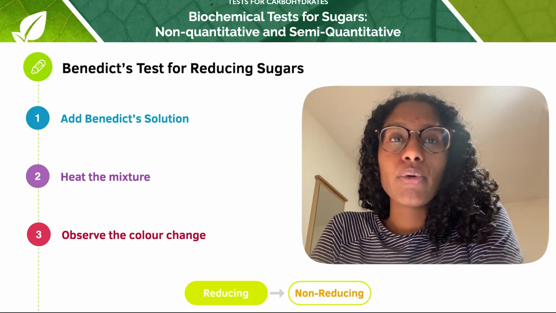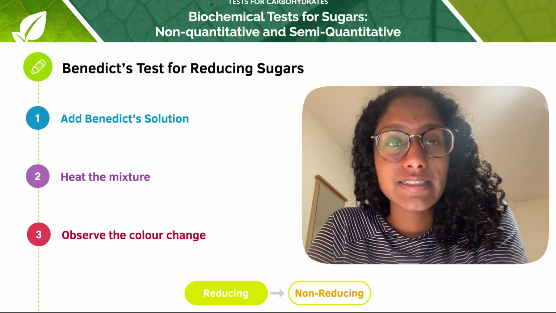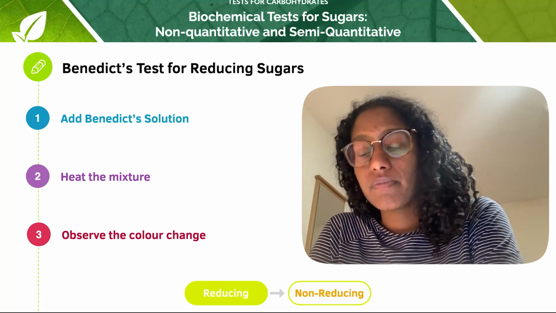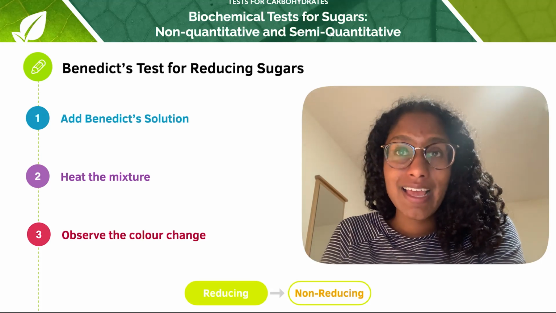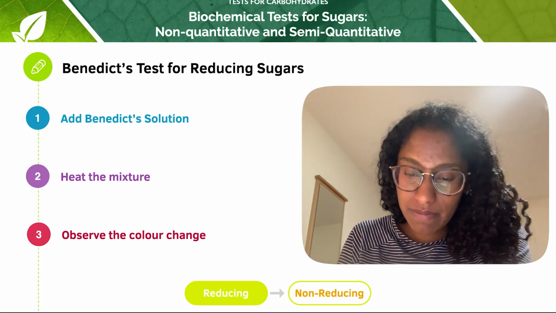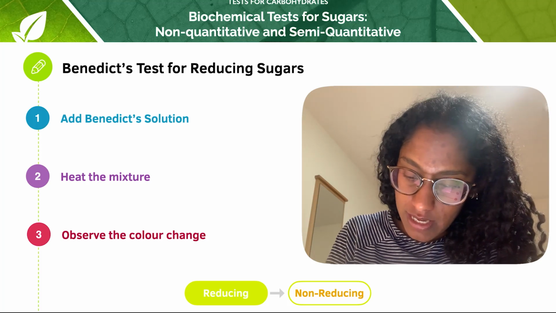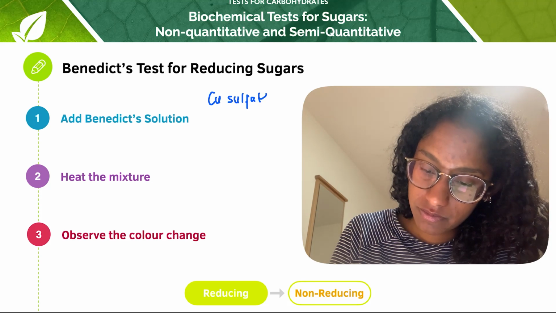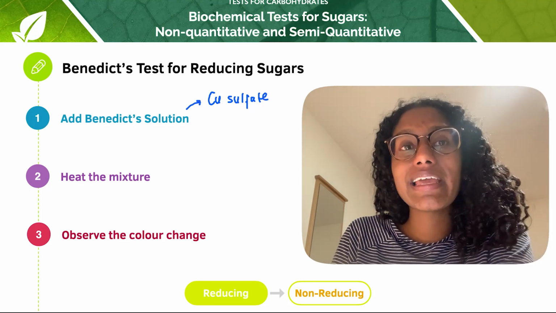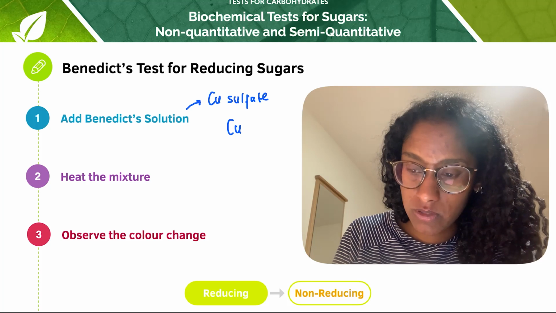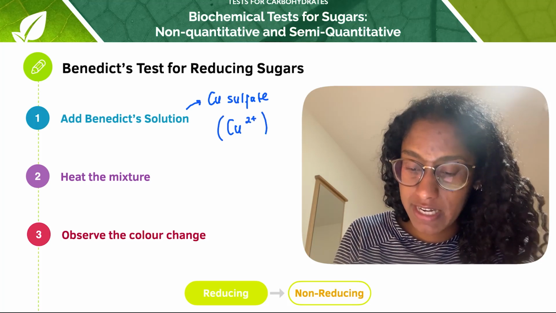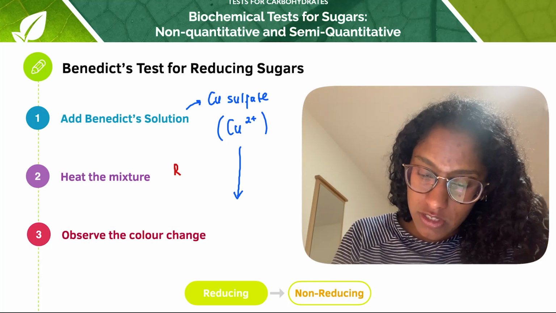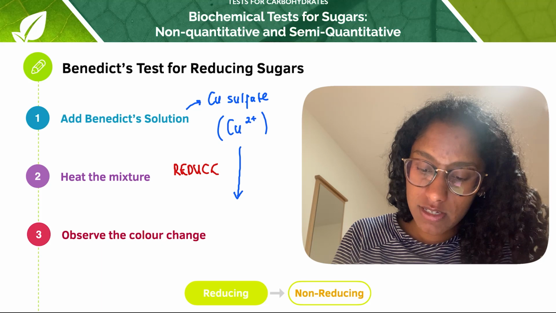Before I go on to tell you what happens on the next slide, let's just have a think about this process. So we have our copper sulfate and we're adding a reducing sugar to it. Let me write copper sulfate here. So this is our Benedict's solution. These are the copper ions within copper sulfate, within Benedict's solution. And if we have a reducing sugar, we're going to reduce our copper sulfate.